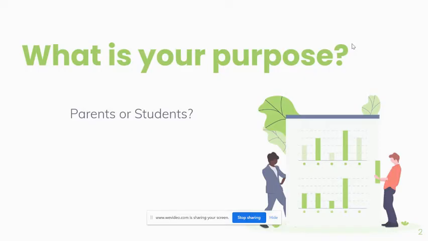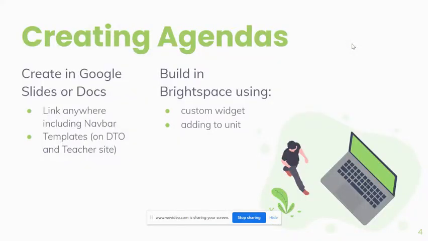The very first question that you really want to ask yourself when you are considering what to create and where to share it is, what is your purpose? Who is your audience for your class agenda? Is it the parents of your students? Is it just students? Or is it possibly both? And that'll really help guide you in making the best decision for what to create, how to create it, and where to post it, even if you're going to post that agenda in multiple places. So let's get into some of these options.